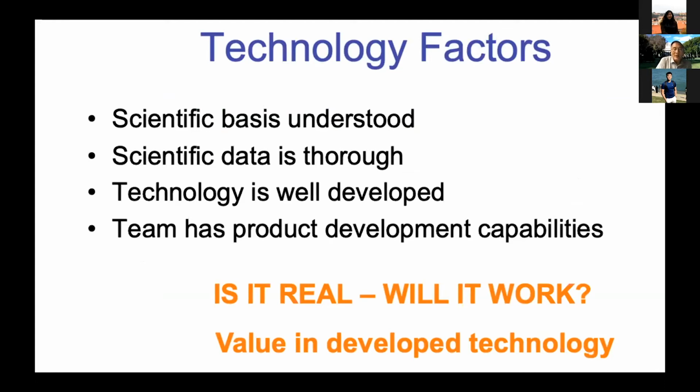First, we spent most of the time talking about the intellectual property consideration. Now the second part is the technology factors. For technology factors, simply, the scientific basis has to be understood, and the scientific data has to be thorough. The technology has to be well developed, and the team has product development capability. And you have to ask the question: if it's real, will it work? You have to believe in it yourself, and also value the development technology.